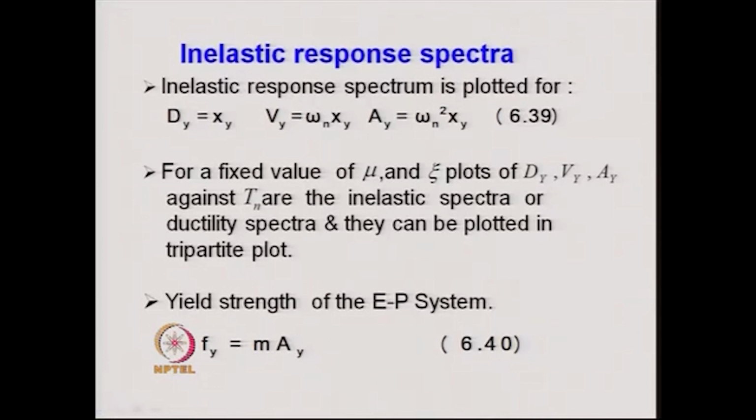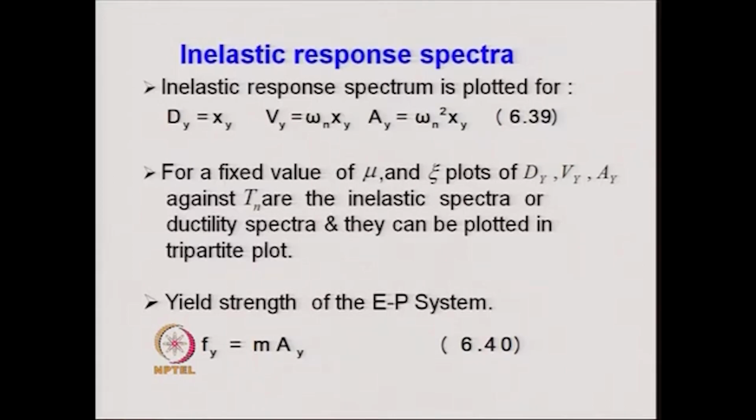For a fixed value of mu and xi, plots of dy, vy and ay against Tn are the inelastic spectra or ductility spectra, and they can be plotted in a tripartite plot. That is what I told you. So, here mu and xi are the two parameters which control the inelastic response spectrum, as against the elastic response spectrum, where we do not have the concept of mu attached to the spectrum, only the damping ratio xi. However, if mu is equal to 1 and we plot the spectrum, then it will automatically become the elastic response spectrum.